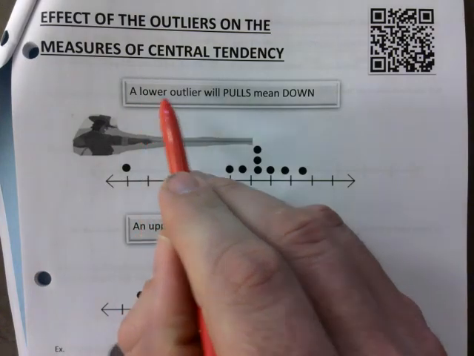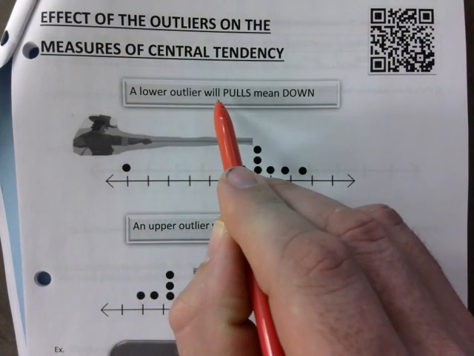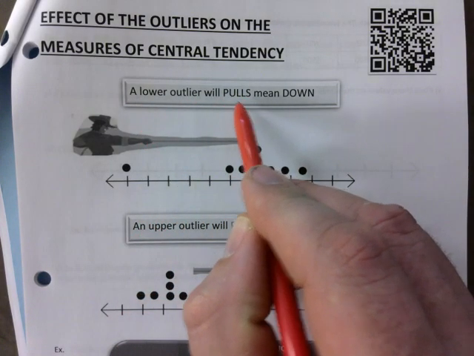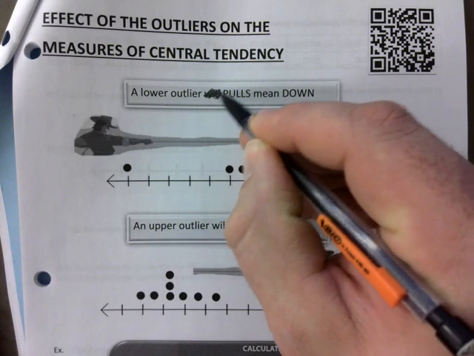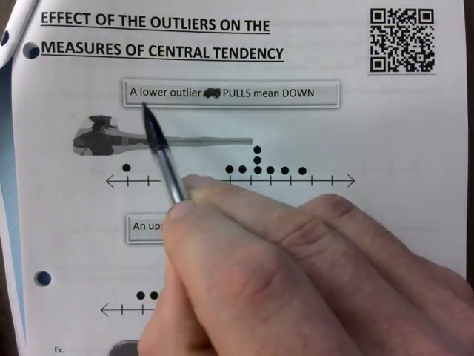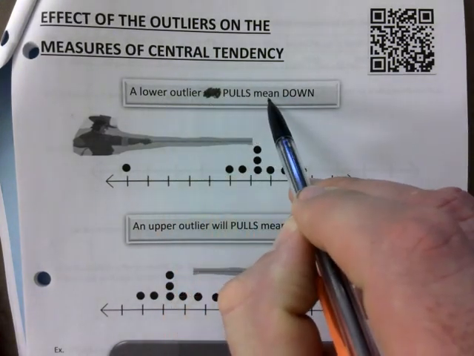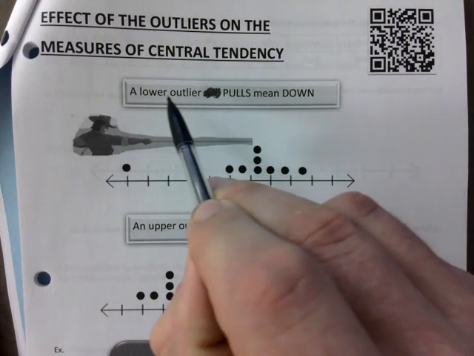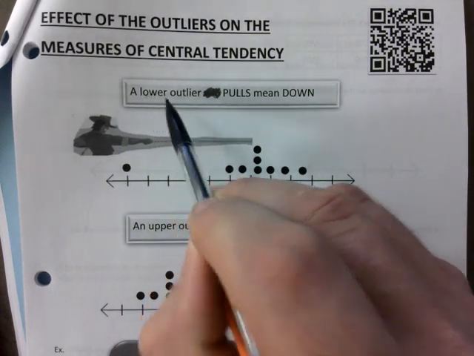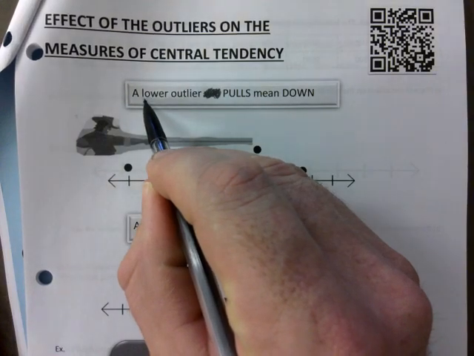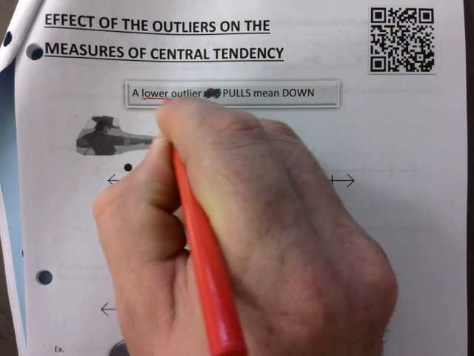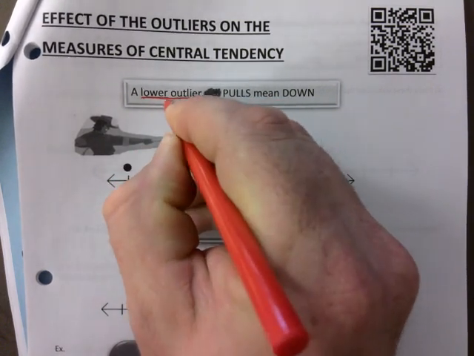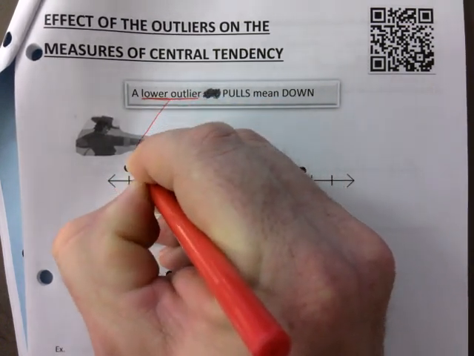So a lower outlier will pull. Pulls, just get rid of the will. A lower outlier pulls the mean down, okay? So that's something I want you to remember, a lower outlier. So this lower outlier right here, let's underline that with something. The lower outlier is this one right here.